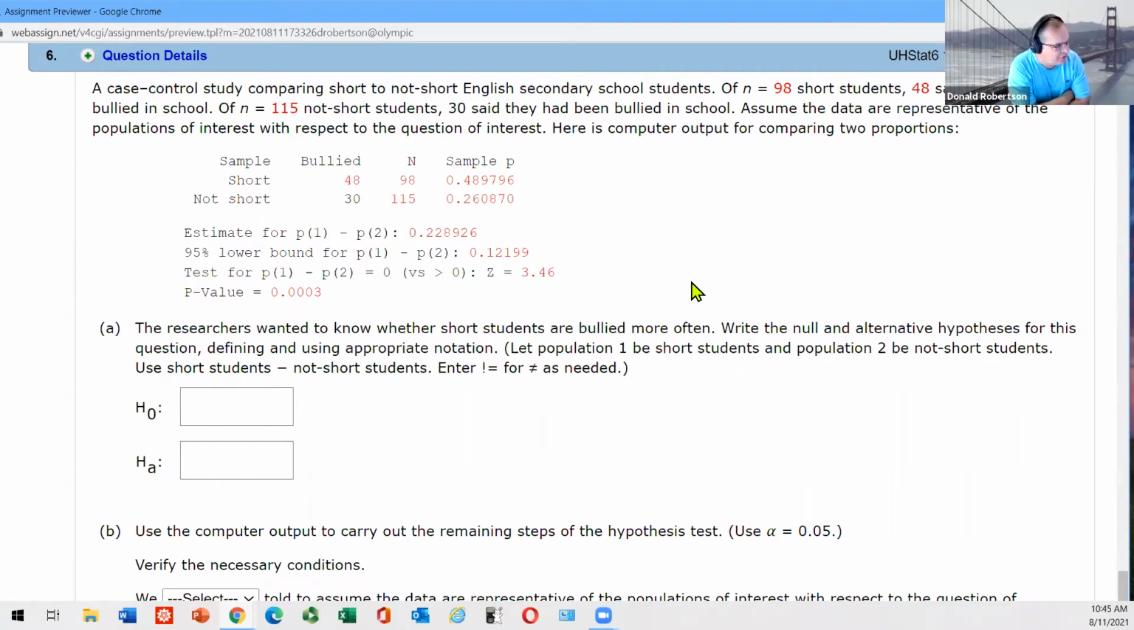So they had 98 students who were a bit on the small side. 48 of them said they had been bullied. And 115 who weren't considered short, 30 of them had been bullied. So this is like a social science case study where they're looking at what factors cause bullying. So evidently size might be one of them, right? Small people get picked on.